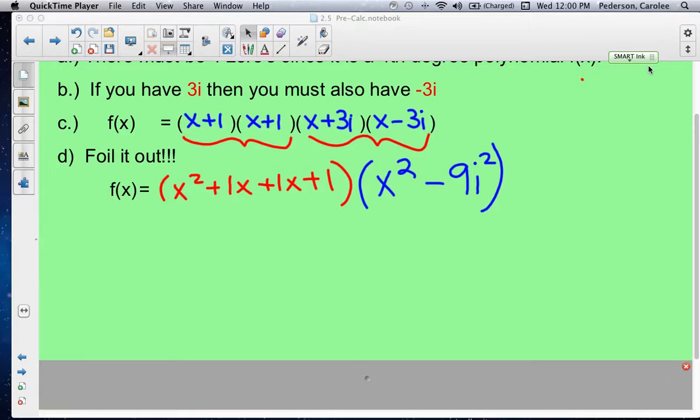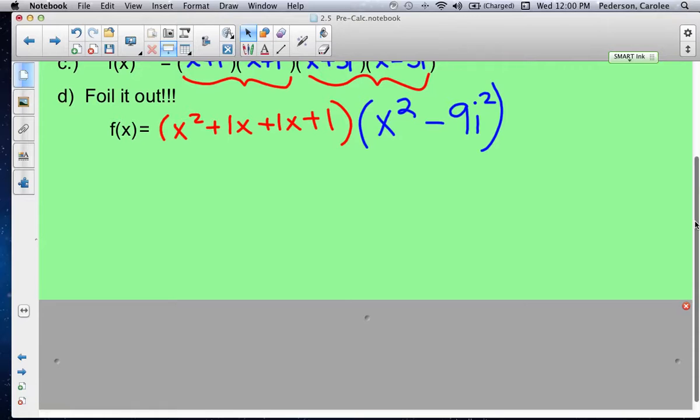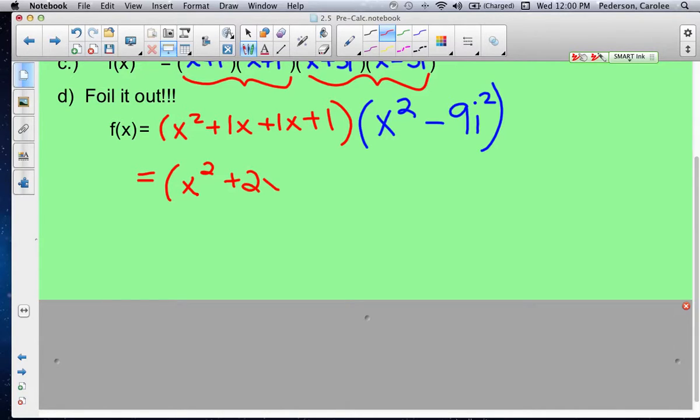Now I'm just going to clean up the two parentheses, the blue and the red. I have like terms in the first one, so 1x and 1x is 2x. And in the other one, what happens to that negative 9i squared? Does i squared become the square root of 3? Nope. i squared changes to a negative. Yep, drop the i squared, change the sign of the negative. So it's a plus 9.